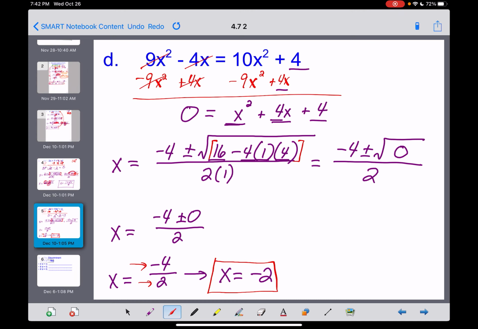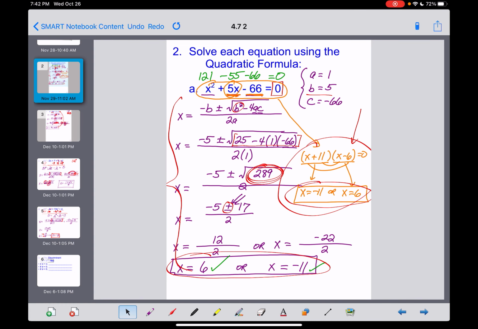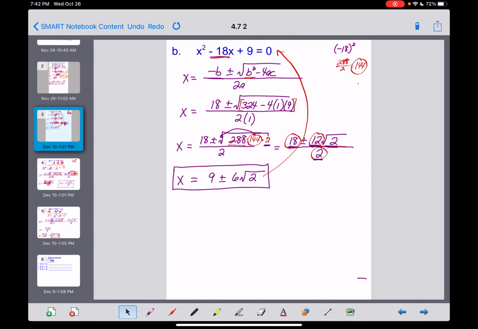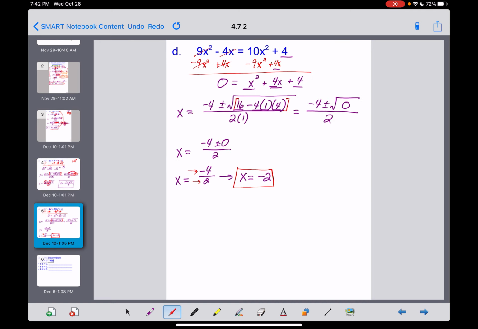So the reason I did this example with you guys, I wanted to point out most quadratic equations have two solutions. Let's review all this real quick. This problem had 2, 6, and negative 11. The second example had 2. It was 9 plus 6 root 2 and 9 minus 6 root 2. That's two different answers. The third example, 1 plus root 11 over 5 and then 1 minus root 11 over 5. But in certain cases, like this one right here, you end up with only one solution.